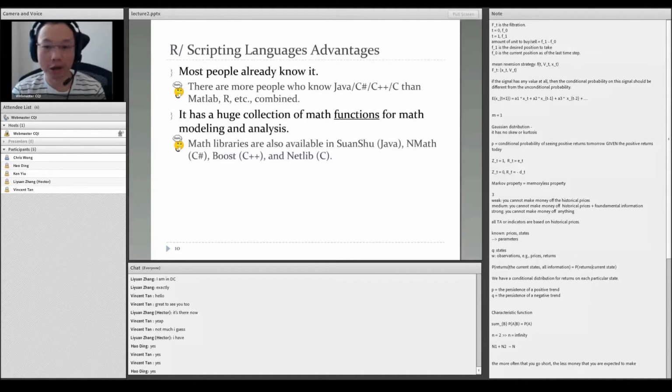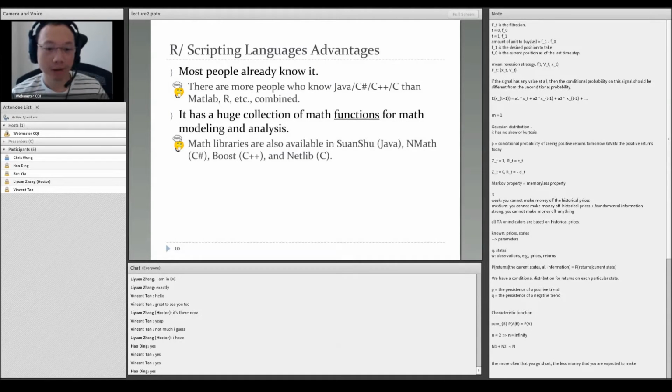And there are other vendors in the C Sharp world. And the C++ Boost library is free, and another library is also free. So whatever advantages R has, that advantage is slightly losing out now, because even for general purpose languages like Java and C Sharp, you also have a huge collection of math libraries that support these languages.